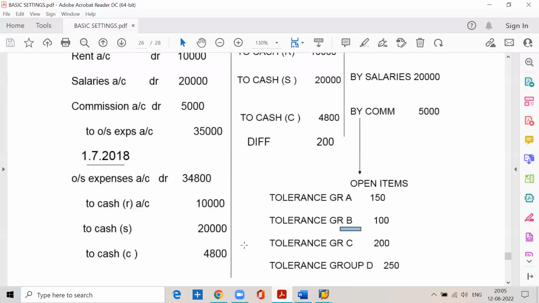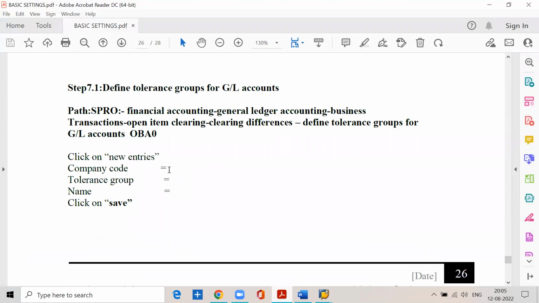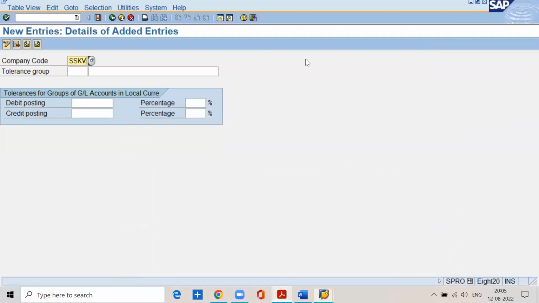Please write in the material now. Company code is equal to SSKV. Tolerance group is equal to blank. Means keep that field as blank. Don't write anything there.